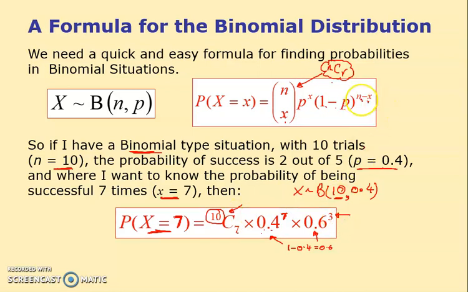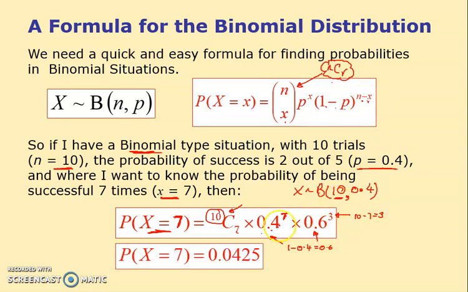And notice it says up here, n minus x. 10 minus 7 equals 3. And if I type that into my calculator, apparently I get 0.0425. Try it, make sure you do.